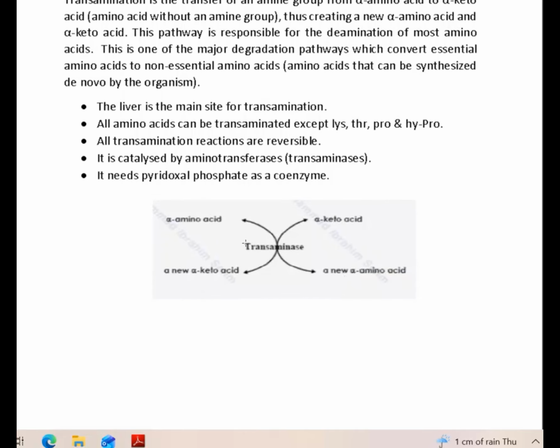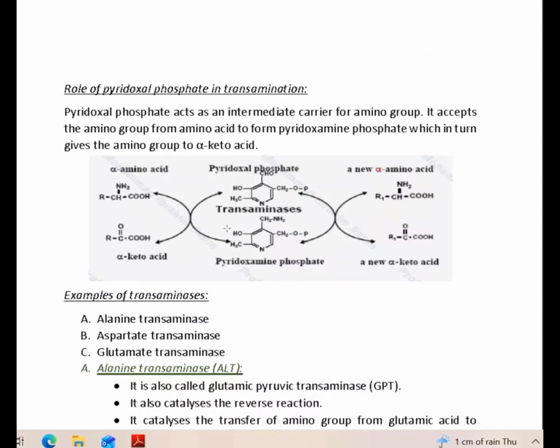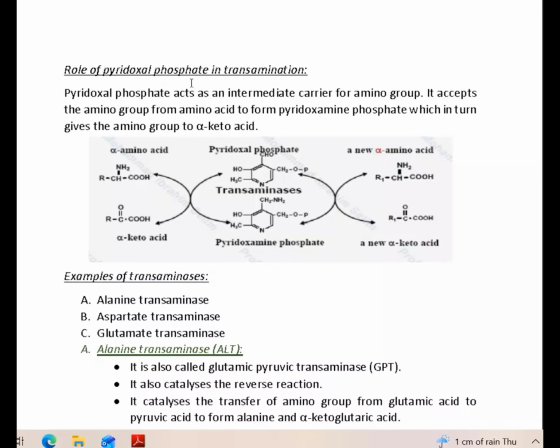Now, the role of pyridoxal phosphate in transamination. What is the importance of pyridoxal phosphate?